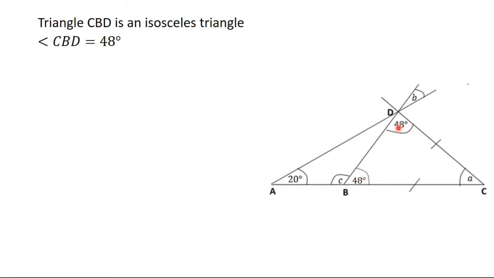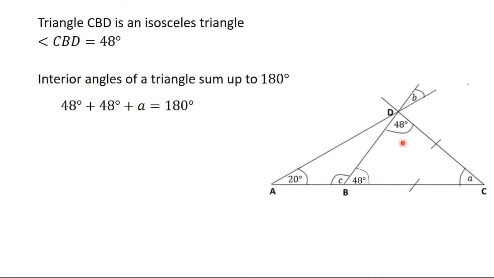Now because we found here to be 48, here is 48 and here is A, we can use the fact that interior angles of a triangle sum up to 180 degrees to find A, because we have triangle CBD. We have this interior angle, we have this, and we have this letter here, so we can find it. So we can say that 48 degrees plus 48 degrees plus A will give us 180 degrees. So from here, 48 plus 48 will give us 96. We have 96 degrees plus A to give us 180 degrees. So if you simplify, A is giving us 84 degrees. So we found A. Let's move on.